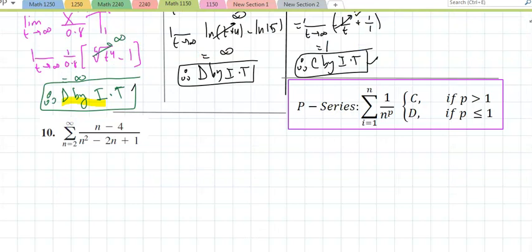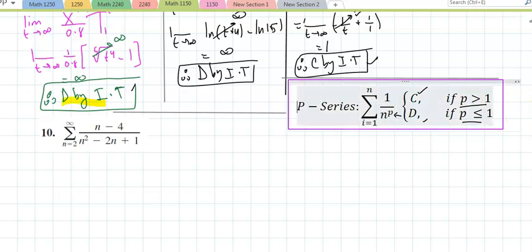So my conclusion is that if I look at a series from n equals 1 to infinity of 1 over n raised to a number, if this number right here is bigger than 1, this series converges. If it's less than or equal to 1, it diverges. And I could refer to this as the p-series, and that is accepted all throughout.